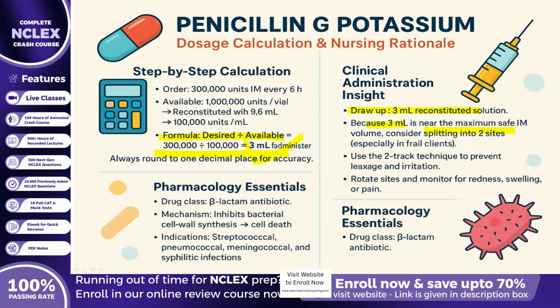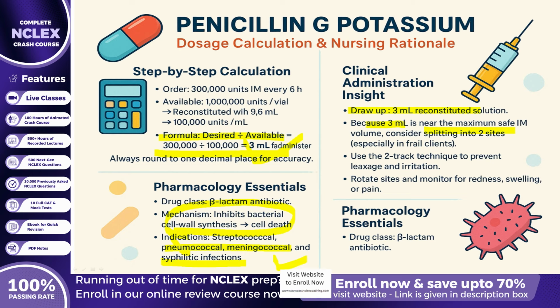Now let us interpret this pharmacologically. Penicillin G belongs to the beta-lactam antibiotic class and works by inhibiting bacterial cell wall synthesis, leading to cell lysis in susceptible organisms. It is used for streptococcal, pneumococcal, meningococcal, and certain syphilitic infections. Prior to administration, the nurse must confirm the correct salt form, whether potassium, procaine, or benzathine, assess for allergies, and keep epinephrine 1 mg per milliliter intramuscular readily available in case of anaphylaxis.